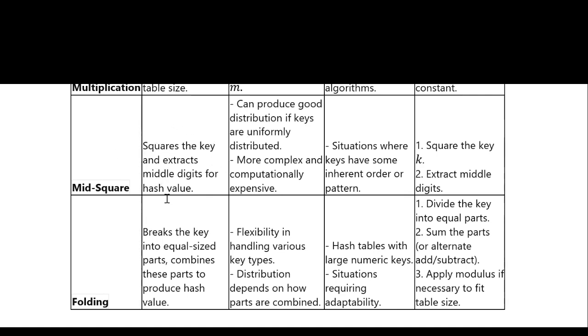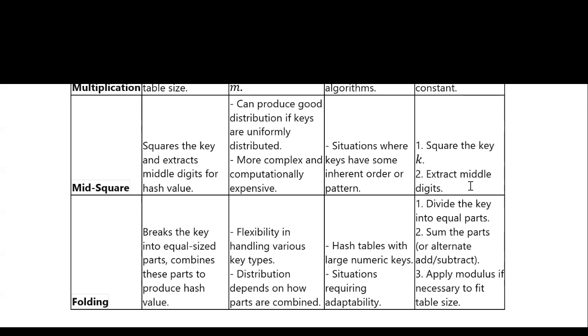It squares the keys and extracts the middle digits for the hash value, and can produce good distribution if keys are uniformly distributed. It is more complex and computationally expensive because we need to do the square, and it's a two-step process. We'll be squaring it and then extracting the middle digits. So it's a little bit more computation involved in calculating the hash values, and it's suitable where keys have some inherent order or some pattern. So we'll be choosing the mid square method. As I said, it's a two-step process: we square the key k and extract the middle digits.